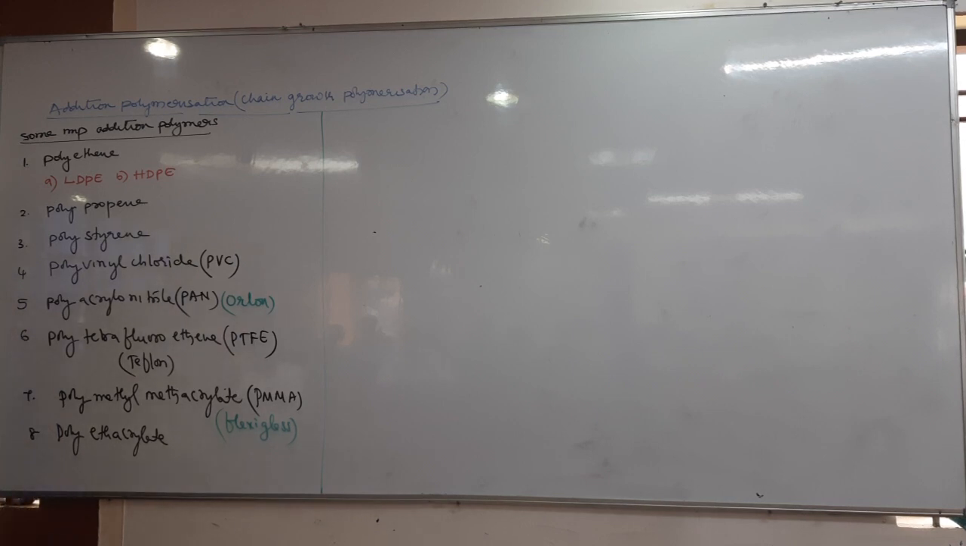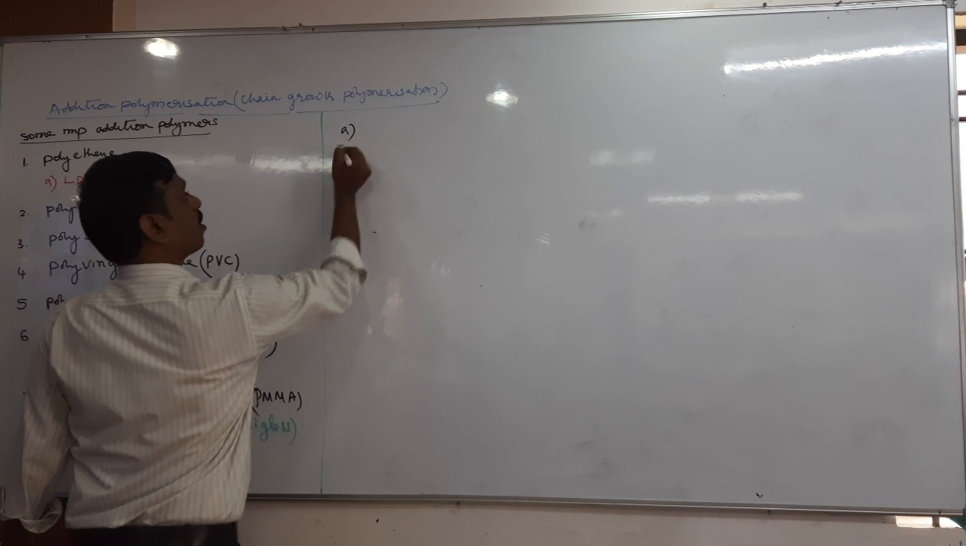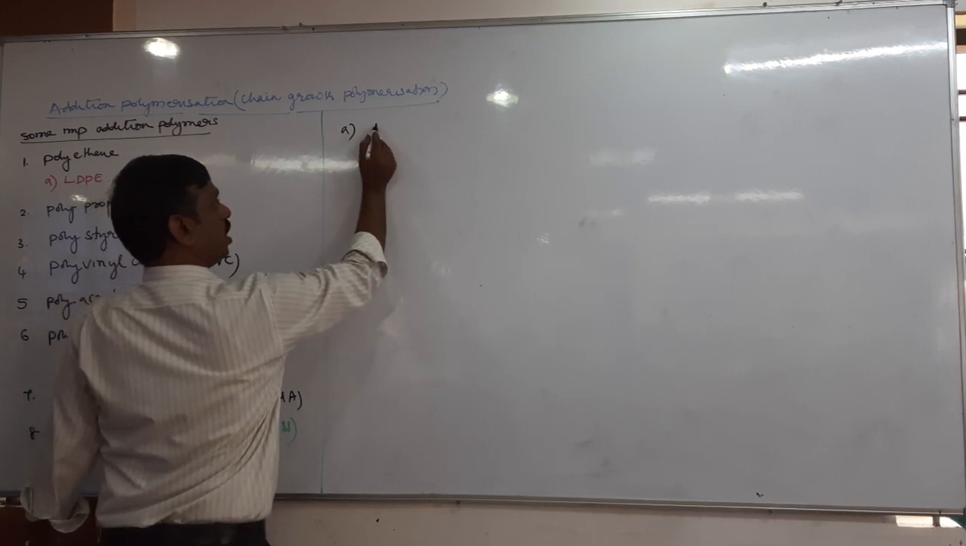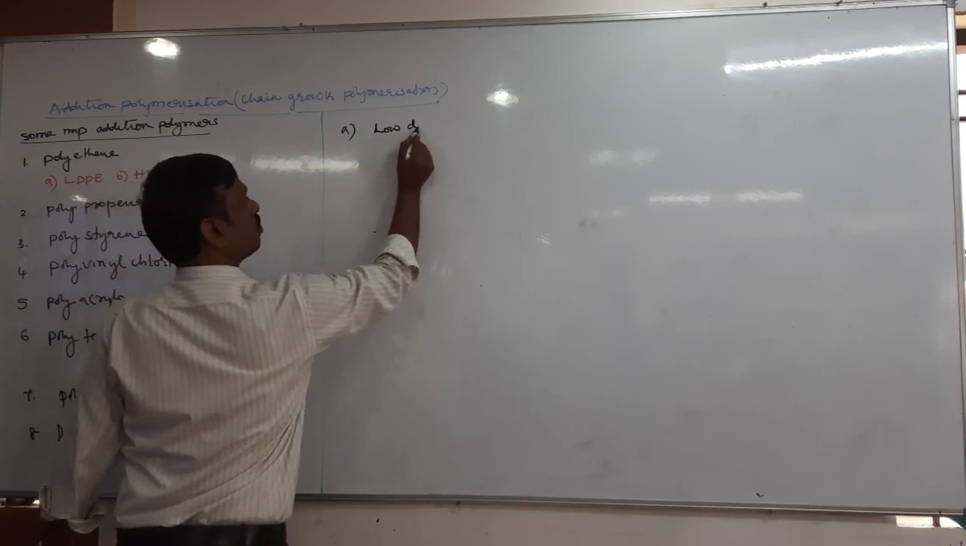Okay, now let's see one by one. First one is polyethylene. In polyethylene, it is a low density polyethylene.